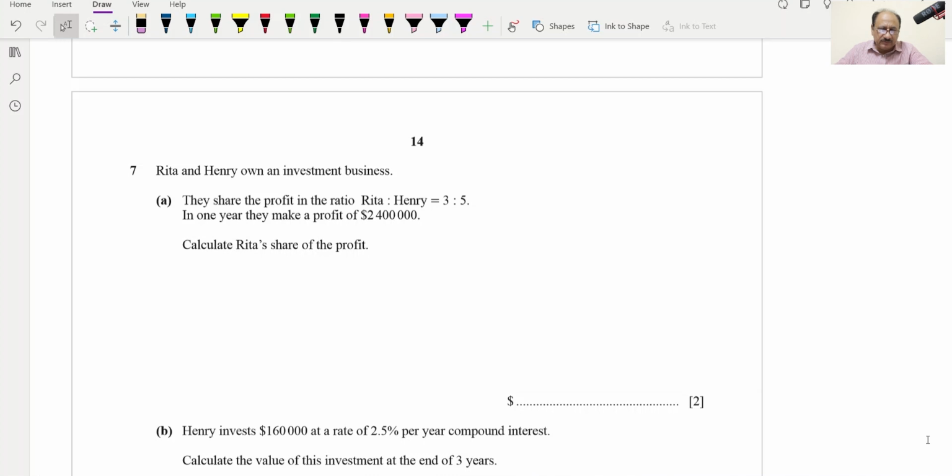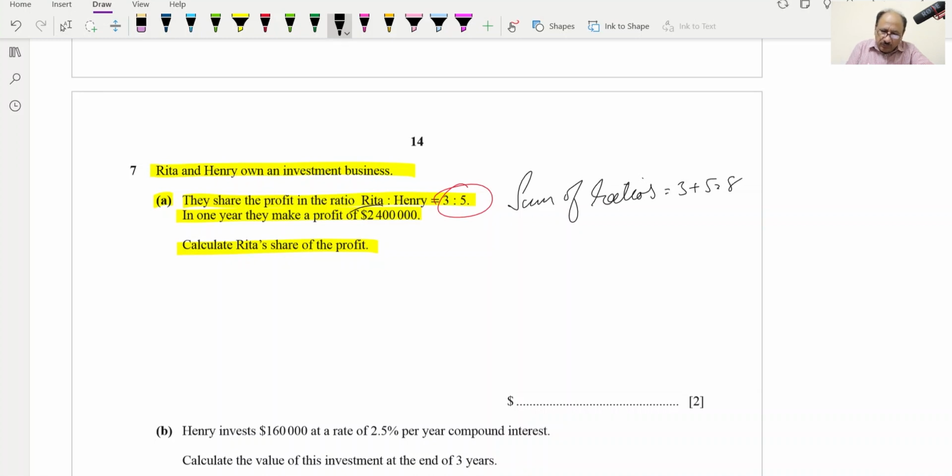Question number 7 says Rita and Henry own an investment business. A part, they share profit in the ratio 3:5. In 1 year, they make a profit of this amount. Calculate Rita's share. So first of all, from here we will check the sum of ratios. The sum of ratios is equal to 3 plus 5, which is equal to 8. So we have to divide this profit into 8 portions.